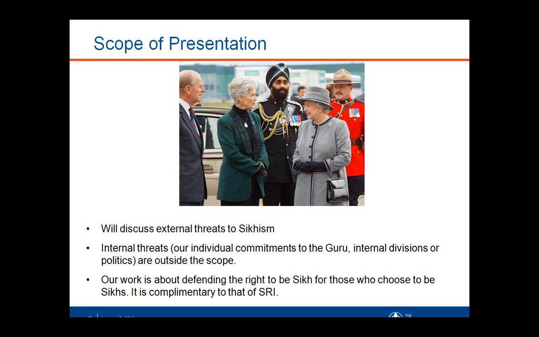And I'll finally just end this scope of the presentation slide by saying that the work of the Sikh Coalition, which is essentially defending the right to be Sikh for those who choose to be Sikh, is very complementary to that of SRI. I always say that what use is the Sikh Coalition defending people's right to be Sikh if people don't want to be Sikh? And the work of SRI gets to this question of encouraging people to adopt Guru Sahib's way of life and be true to the Guru Bestowed identity.